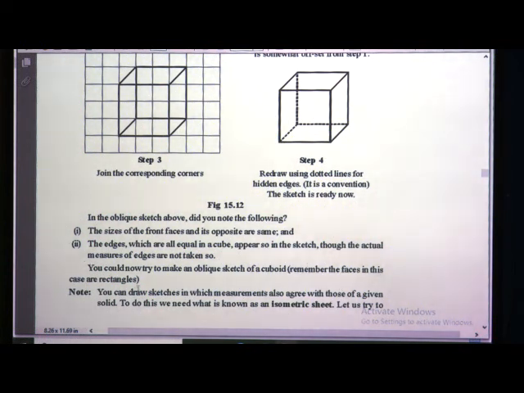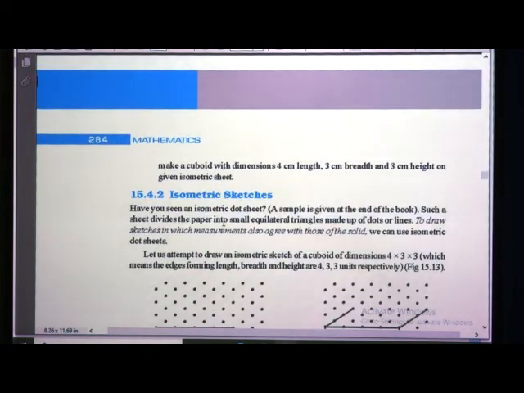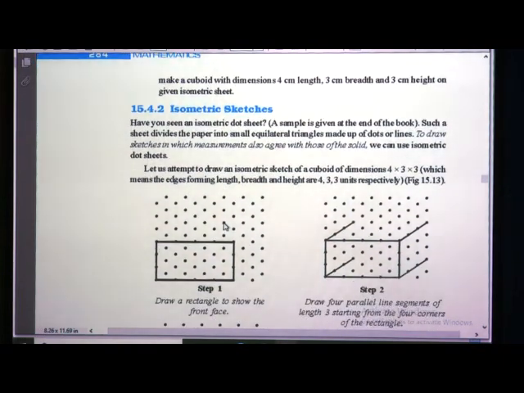So, you can now try to make an oblique sketch of a cuboid. Remember, the faces in this case are rectangles. This we had taken for a cube, so all are squares. Now, we will see the cuboid. If you want to take a cuboid, then what will be the faces?